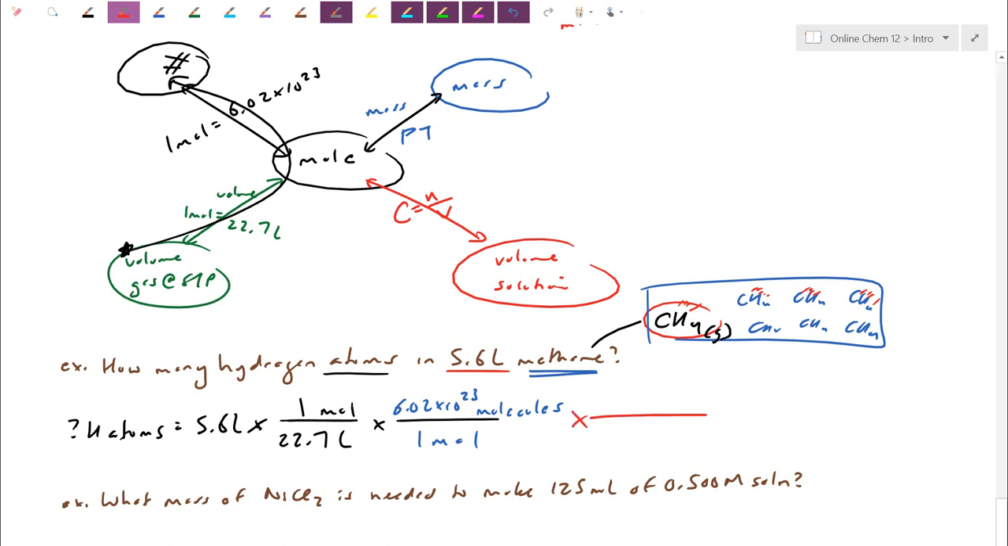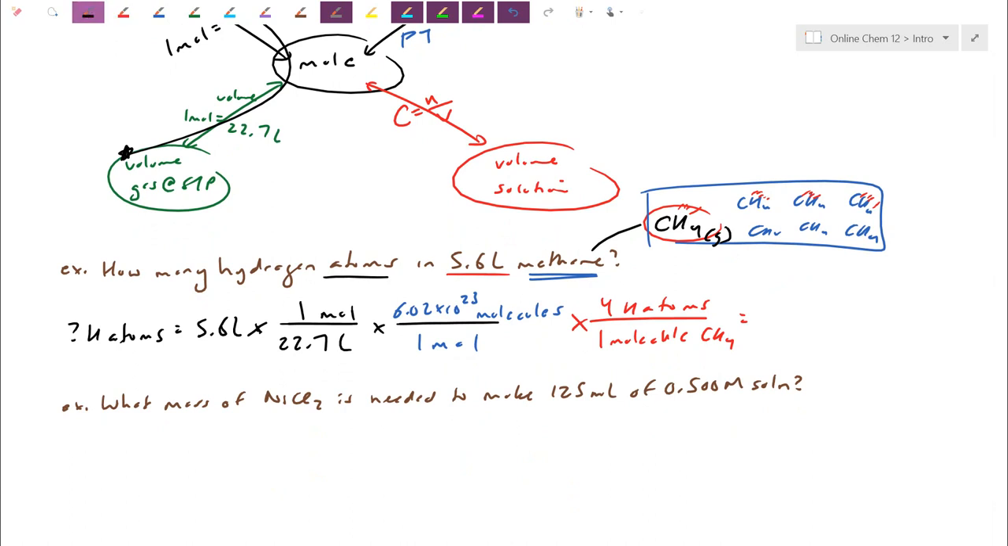So what we're going to do is tack on one last conversion. For every one molecule of methane, CH4, there should be 4 H atoms. Sometimes they say how many total atoms. There's 5 atoms total, 4 of which are H's. Numbers on top you multiply, on the bottom you divide. So we're going to go 5.6 times Avogadro times 4 divided by 22.7 gives me here 5.9 times 10 to the 23. Always do a mental check for yourself.